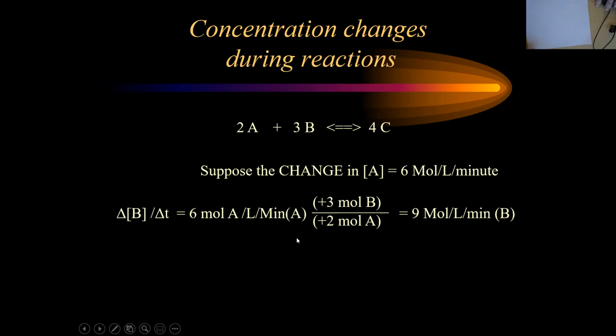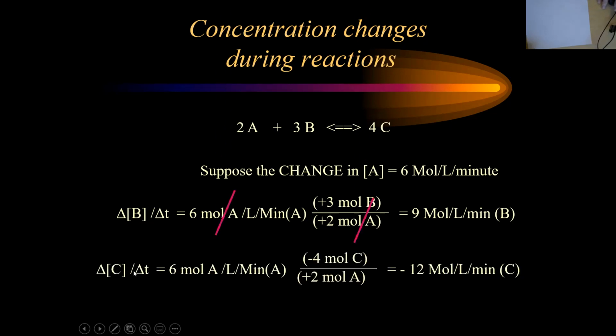So it's just a matter of doing a simple mole-to-mole stoichiometry to get the concentration change in B with time is going to be 9 moles per liter per minute if the concentration of A is changing by 6 moles per liter per minute. I'll make a point right here. If this concentration is a positive number, as we've implied here, what is that telling us about the way this reaction is actually taking place? That's right. A is increasing and B is increasing, which means the reaction has to be going from C to A and B. That's the reason for the double arrow here.